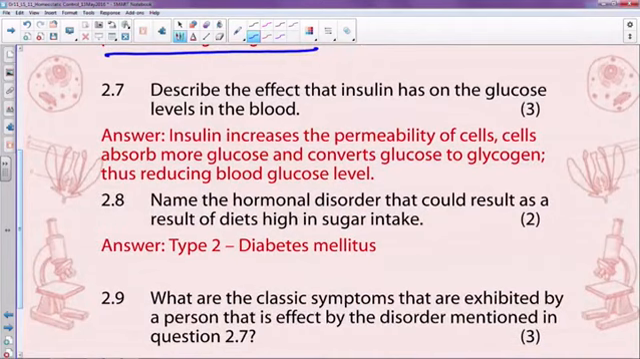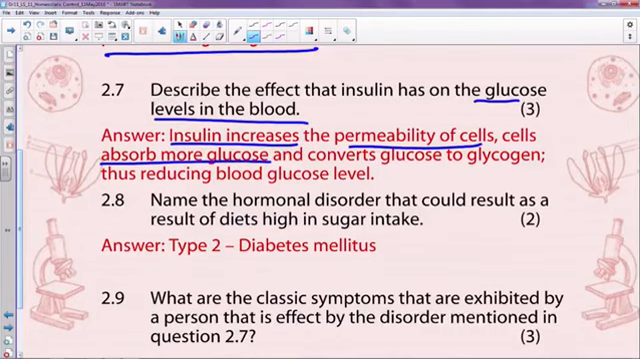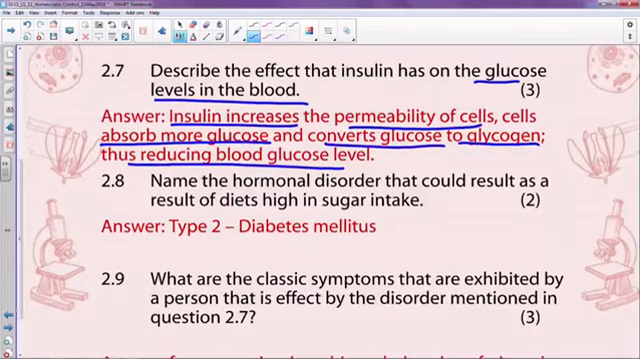Describe the effect that insulin has on glucose levels in the body. We've done this, guys. Insulin increases the permeability of cells, and these cells are able to absorb more of the glucose, and then they convert the glucose to glycogen, thus reducing the blood sugar levels in the body. We did that, and we've discussed that earlier on.